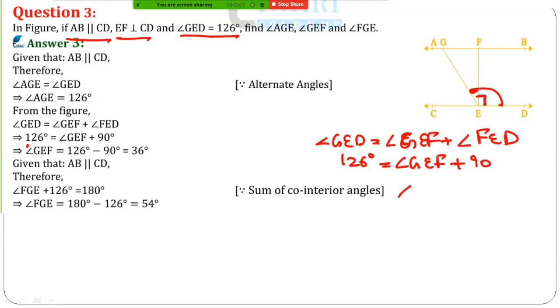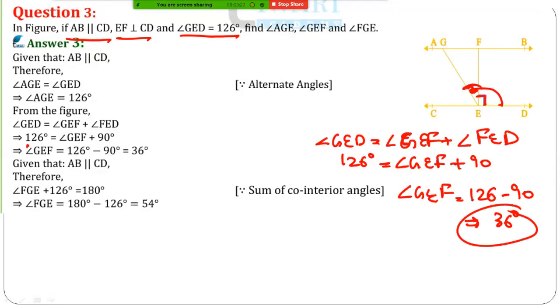90 we will subtract, so angle GEF will become 126 minus 90. So you will obtain 36. So this angle will become 36. So angle GEF will become 36. So this angle and this angle are alternate angles. So these angles are your alternate angles.